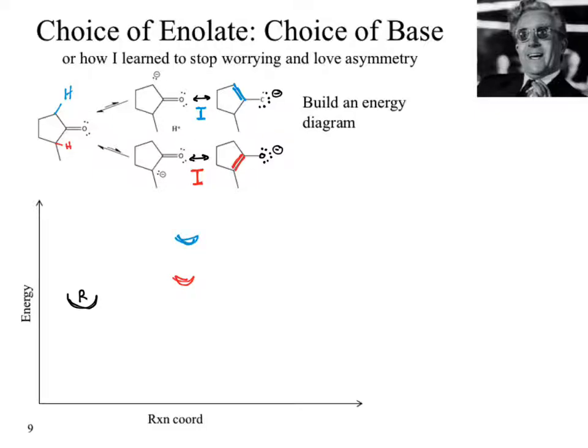If we were to connect these now, we might expect something along these lines, where the red one has a lower transition state. That would be our initial expectation, and yet we don't find that to be true. What we actually find to be true is that the red one has a higher transition state than the blue one. Why is that the case?